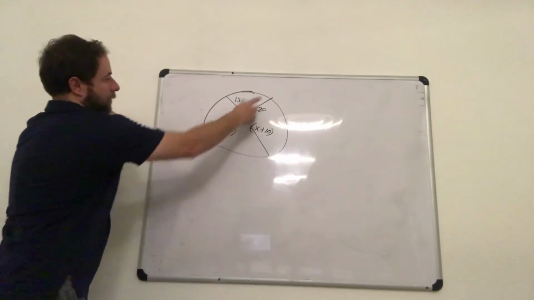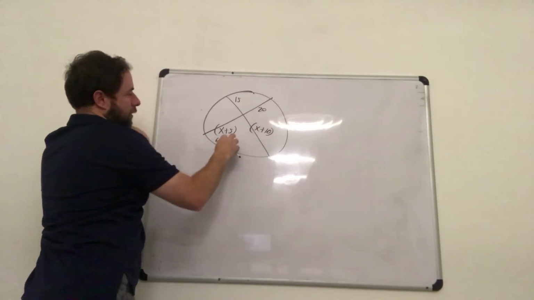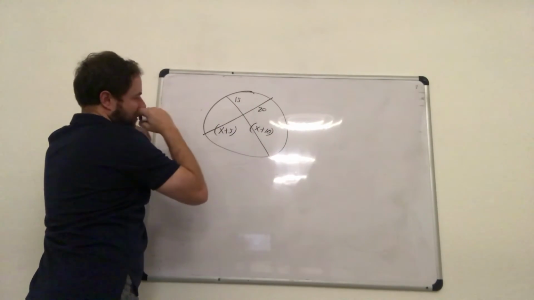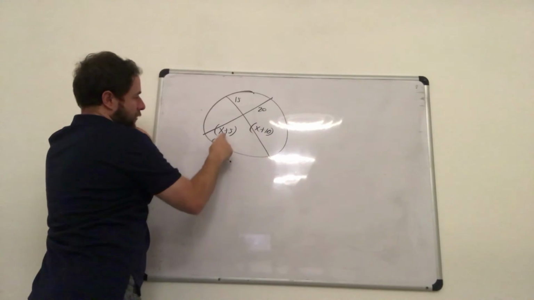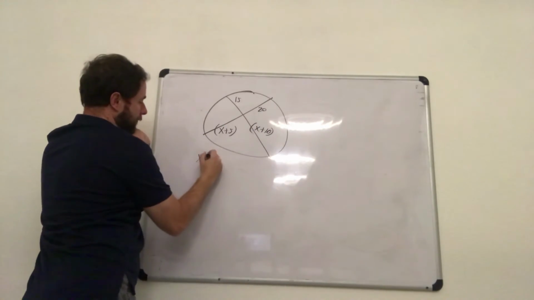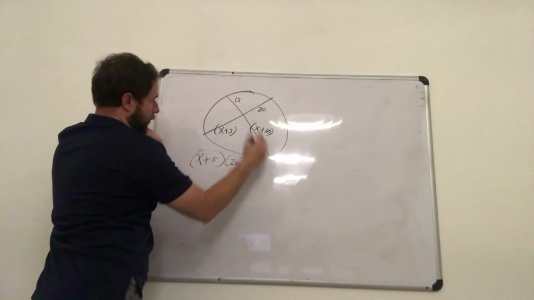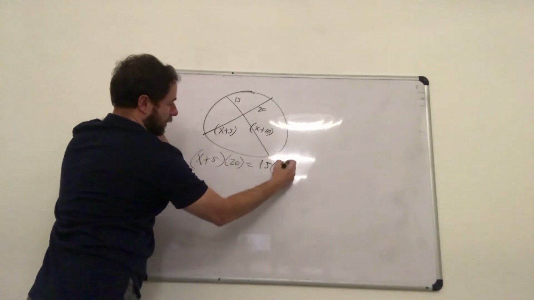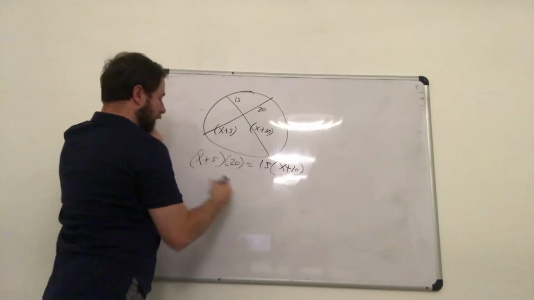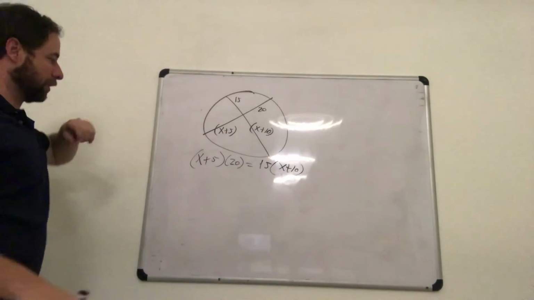And you have these two chords here that are crossing, and you have values for each. And the way that you're going to solve for this is you're going to say (x + 5) times 20 is equal to 15 times (x + 10). You have one variable, one equation you can solve.